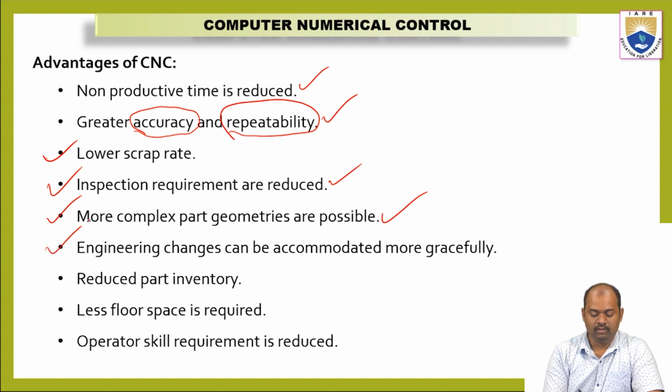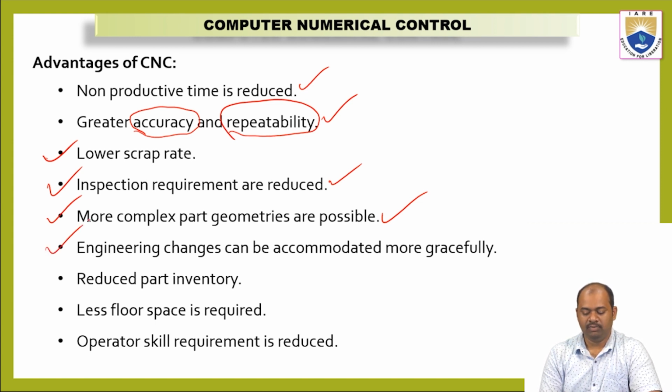And then engineering changes can be accommodated more gracefully. So if the machine is doing an operation, the CNC machine is working, in this working condition we can make any changes to the design. When the machine is in the dynamic condition, we can change the code and we can change the output object. So these are called engineering changes, where they can be accommodated more gracefully.